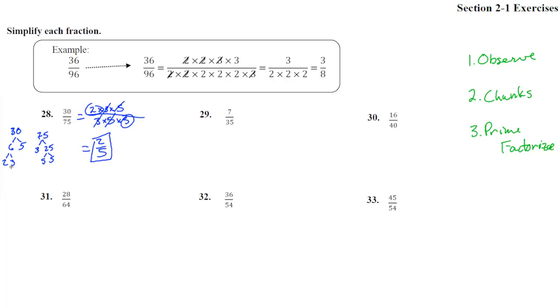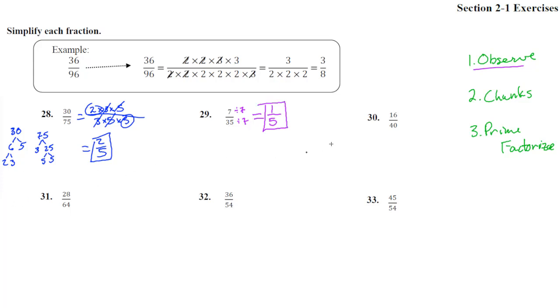Let's do number 29. Now this one, these numbers are small enough. We know the multiplication tables. This is 7 times 5, and that's 7 times 1. So we can divide by 7, divide by 7. Do you see how we just used that observe? We saw that 7 went into both of them. And we divide by 7 on top and bottom, which gives us a 1 over a 5, 1/5.